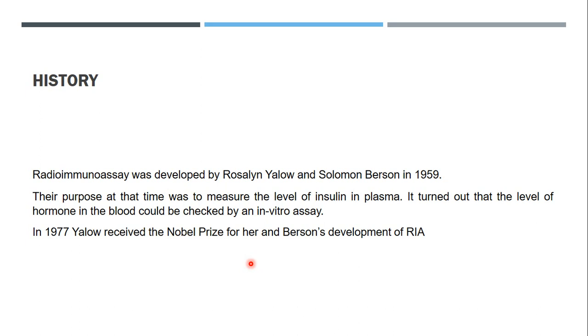Let us see how this technique originated. Radioimmunoassay was developed by Rosalyn Yalow and Solomon Berson in 1959. When they invented this technique, the purpose was to measure the level of insulin in the plasma. It turned out that the level of hormone in the blood could be checked by an in vitro assay. In 1977, they also received the Nobel Prize for the development of RIA, that is radioimmunoassay.